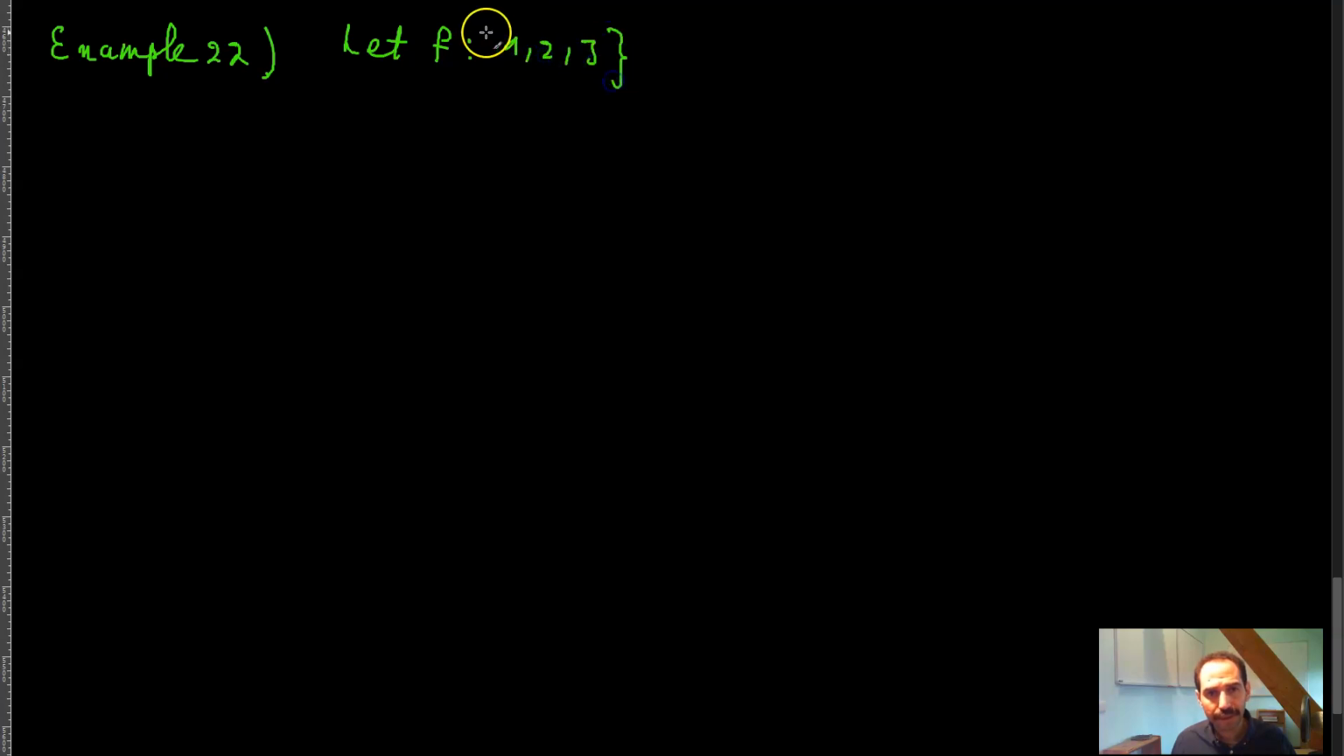Okay, so the next example that we have here is example number 22. Let f be a function from the set {1, 2, 3} to another set {a, b, c}.